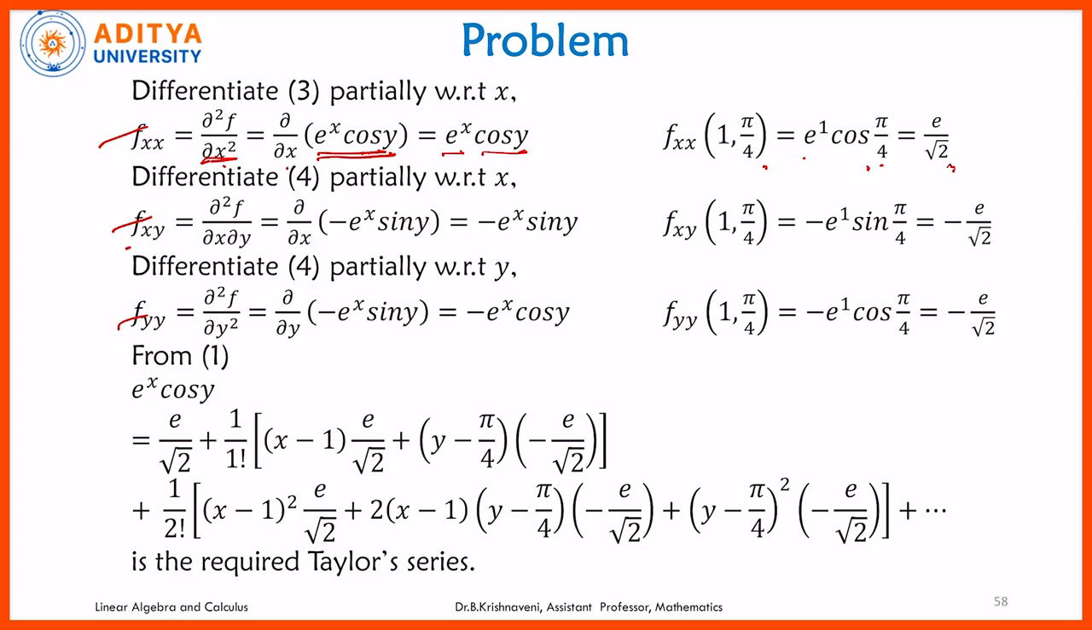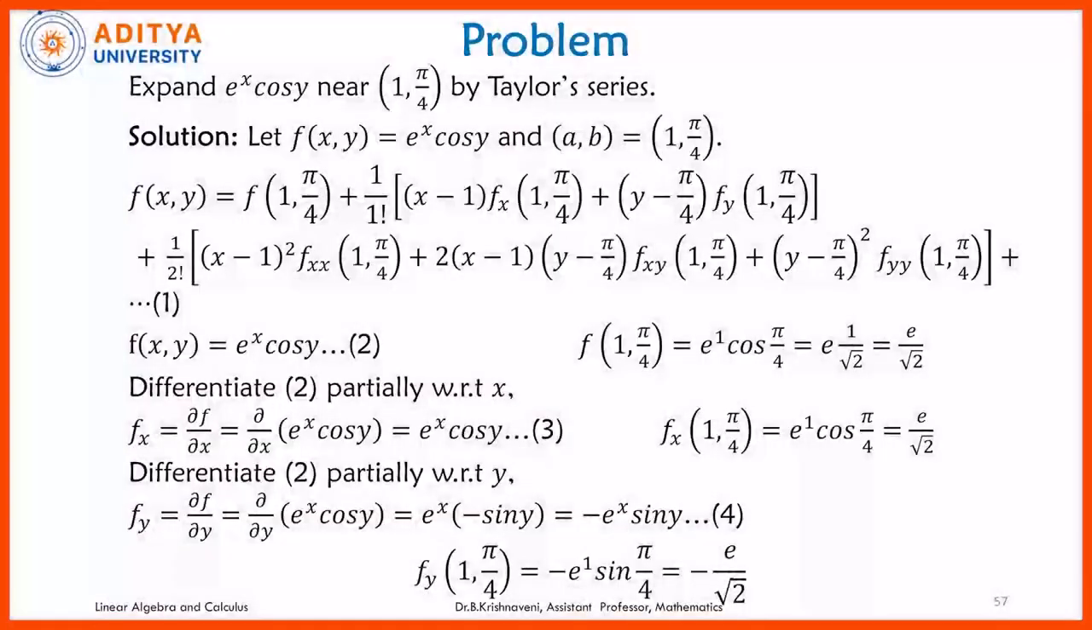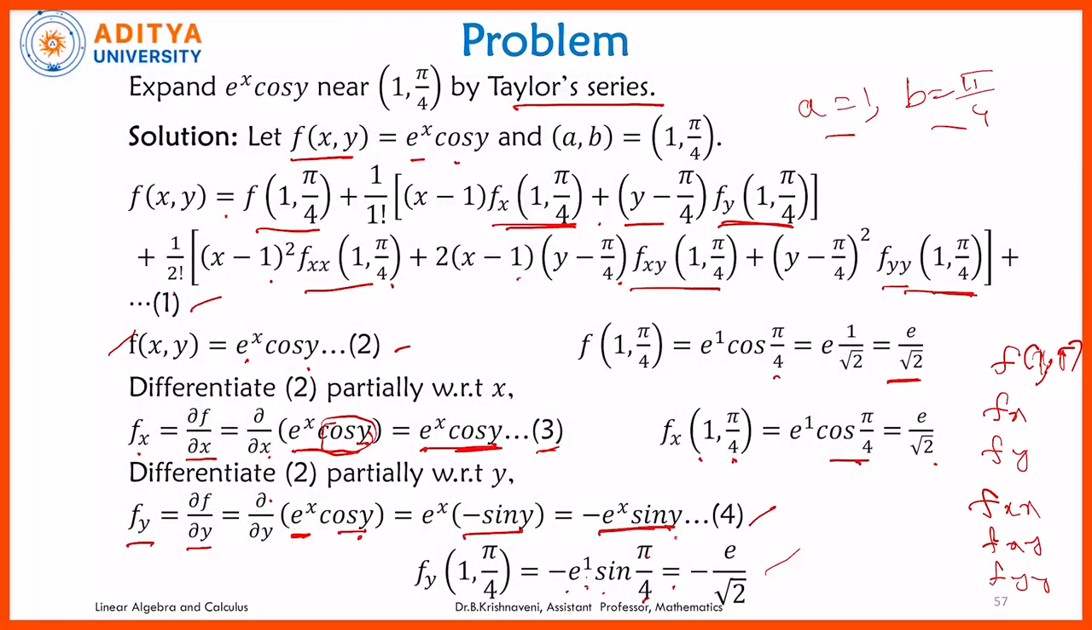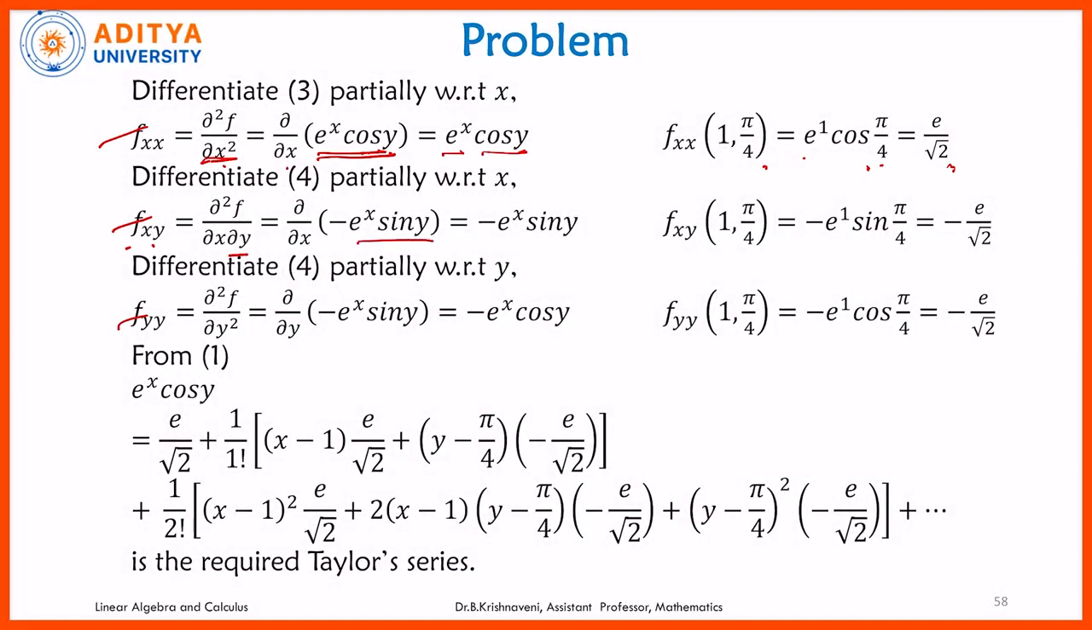Now, to get fxy, which is represented by ∂²f/∂x∂y, that is ∂/∂x of ∂f/∂y, which is equal to ∂/∂x of, what is ∂f/∂y? Here we calculated minus e^x sin y. Now, do the derivative with respect to x partially, meaning y constant: minus e^x, the derivative is minus e^x, sin y constant.